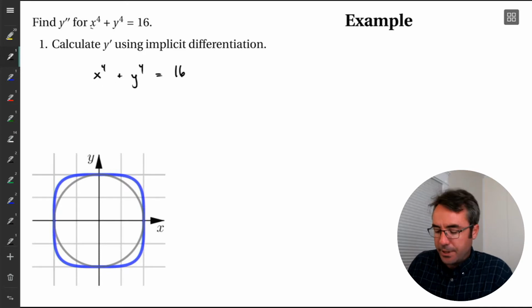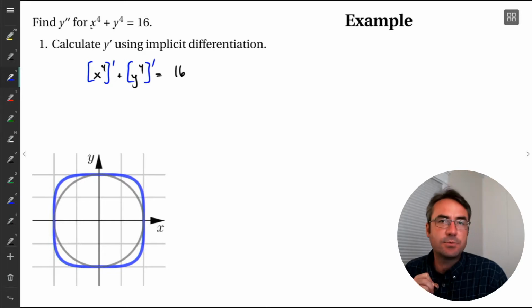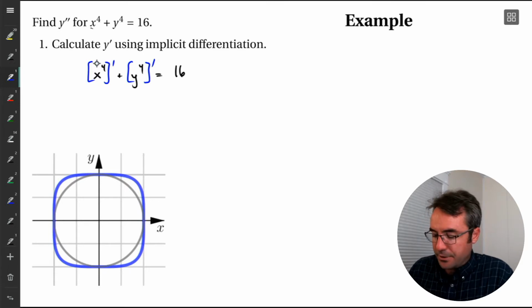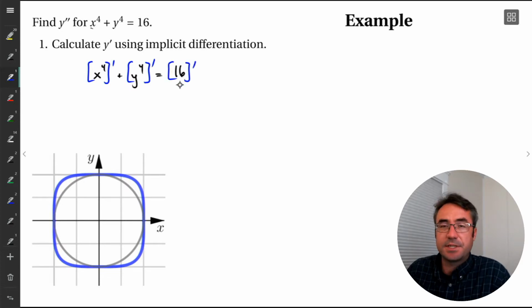So we write down our equation, and then we just go term by term and we apply the derivative. Addition signs and subtraction signs kind of tell us where the terms get split up. So we'll apply the derivative to the x to the fourth, apply the derivative to that y to the fourth, and then on the other side we'll apply the derivative to 16.